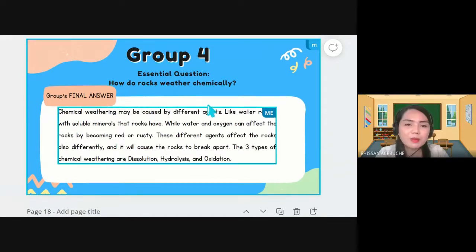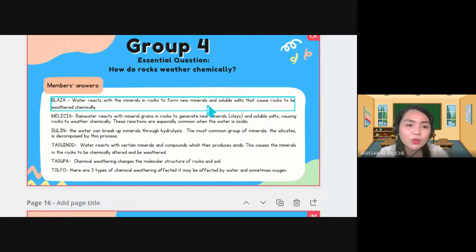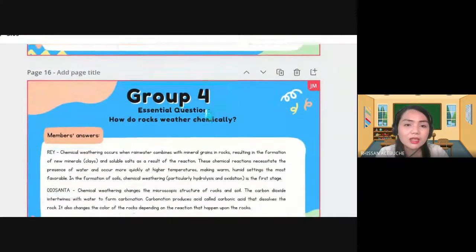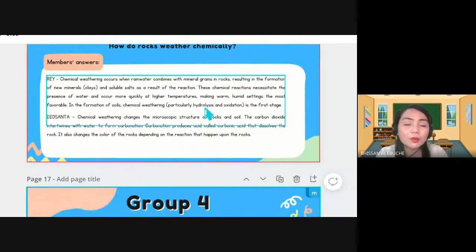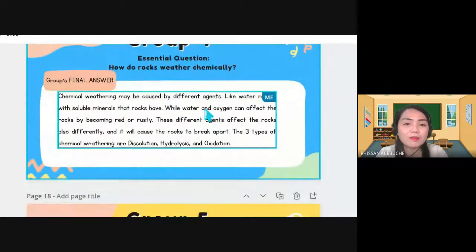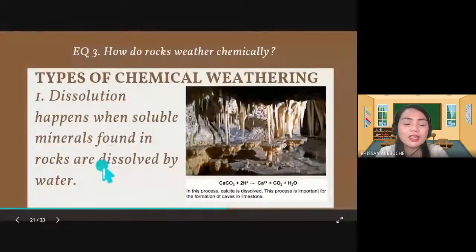Great job, group number 4. As I can see here also, they have included the answers of their members here. So very good. So I could see really a great effort for all the group mates, for the members of the group. So good job, group 4. I'll be giving your group 12 over 12 for that. Okay.